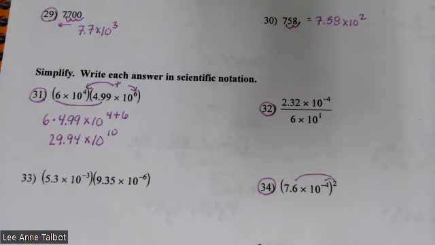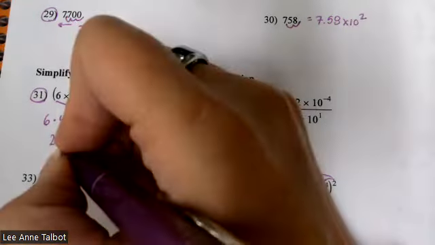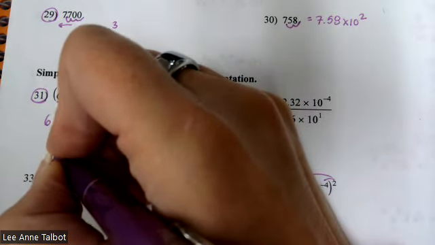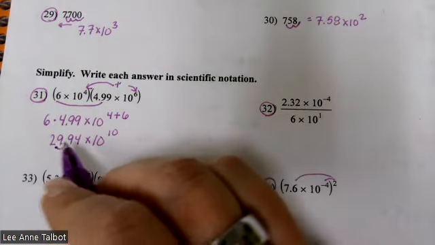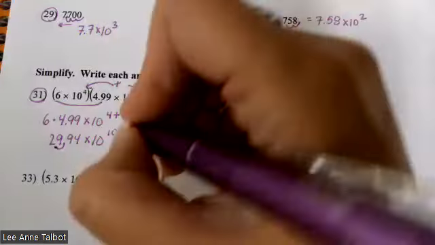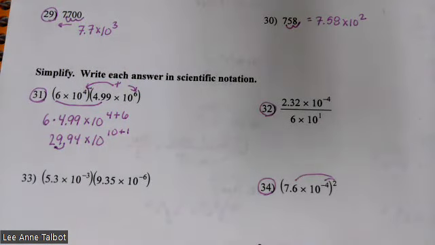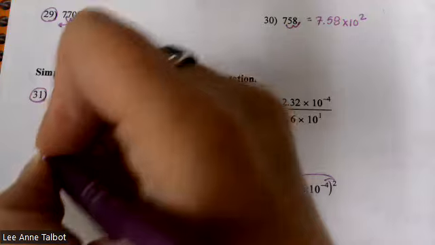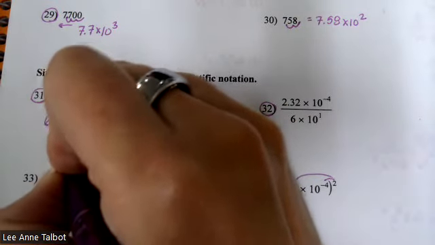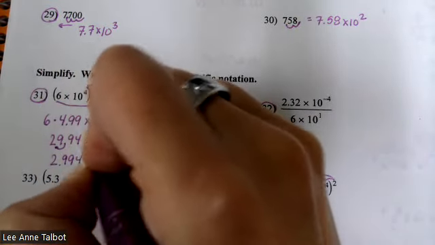Okay, that's not the final answer though, because 29.94 is not between 1 and 9.9 repeating. So I have to move the decimal down a spot. If I move the decimal down a spot, I have to move this decimal up a spot to balance it out. So 2.994 times 10 to the 11.